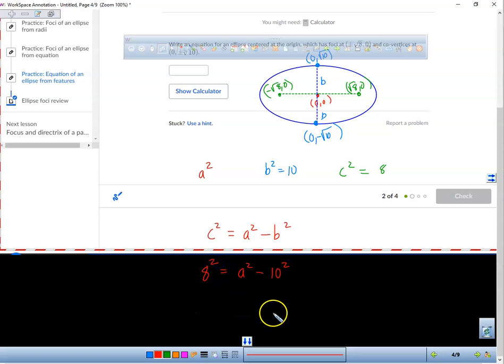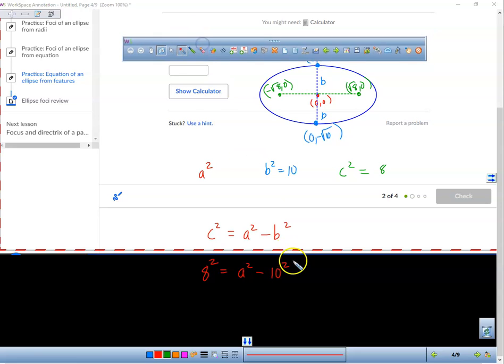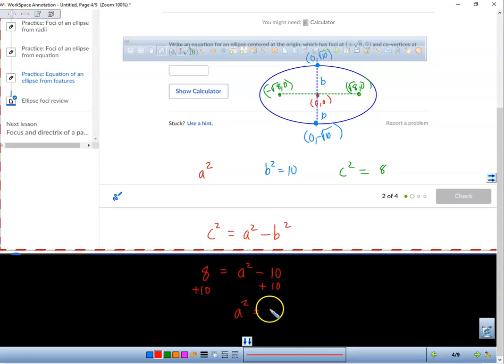Sorry, I put squared there. I'm sorry, my apologies. Hold on one second. Messed up. Boom. They're not squared. I've already squared them. Okay? So what does a squared have to equal? If I add 10 to this side and I add 10 to this side, what does a squared end up equaling? 18. I'm done. Like, what do you mean I'm done?